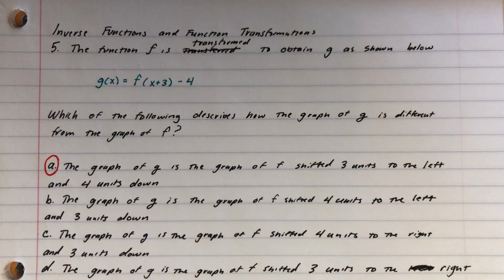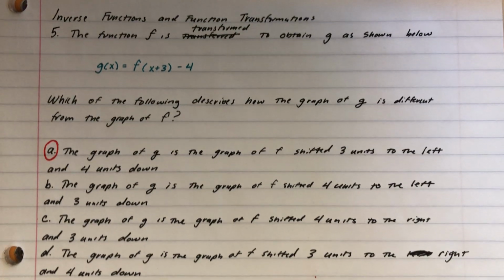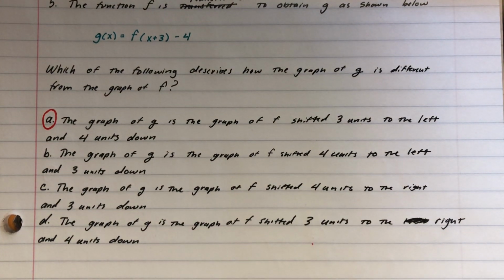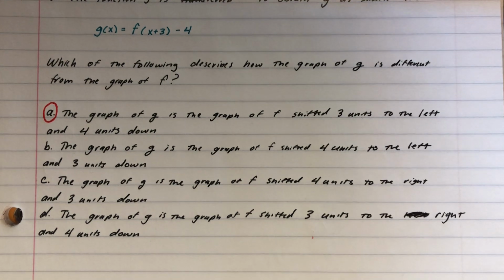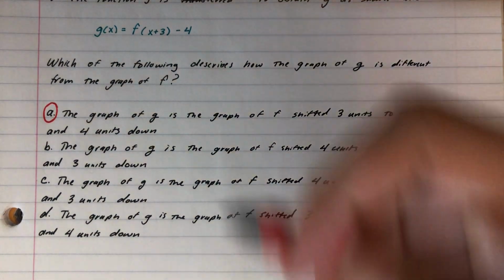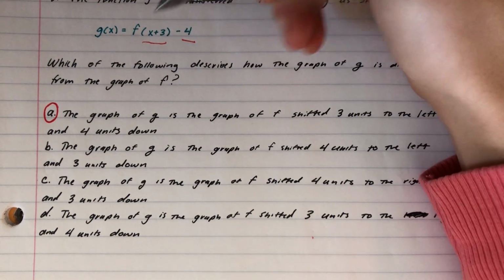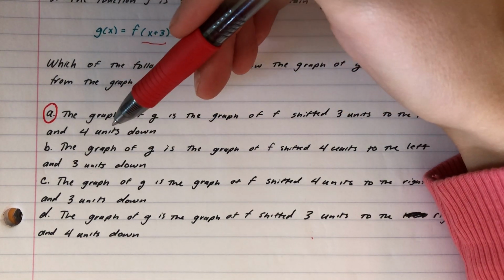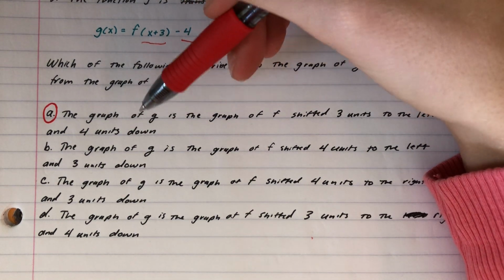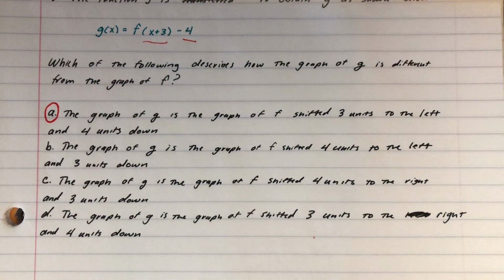In this problem, we'll be looking at inverse functions and function transformations. The function f is transformed to obtain g as shown below. So as you see in that equation, it's asking you which of the following describes the graph of g and how it is different from the graph of f. So essentially, you want to analyze the pieces of this first equation and match it. So I have listed here that the answer is A, but I'm going to break it down.